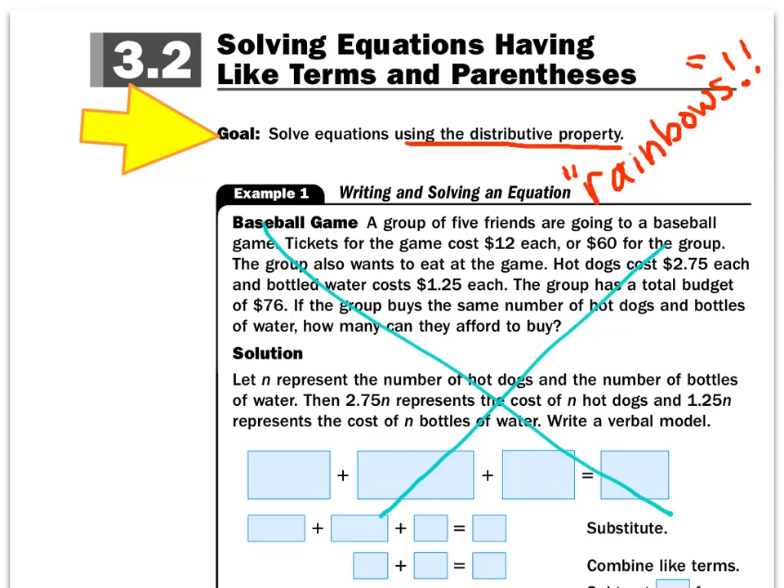Hi, you guys, and let's talk about Chapter 3, Lesson 2, solving equations having like terms and parentheses. So the big idea, we're using distributive property, which means I want to see the rainbows, okay? So make sure you show that.